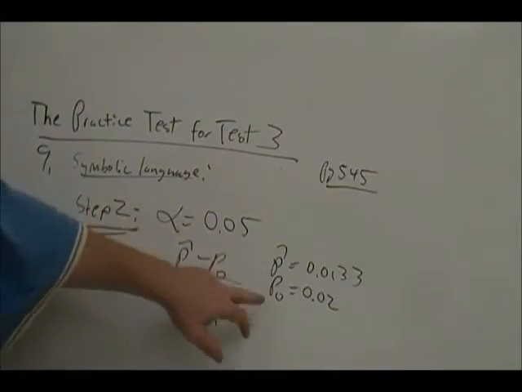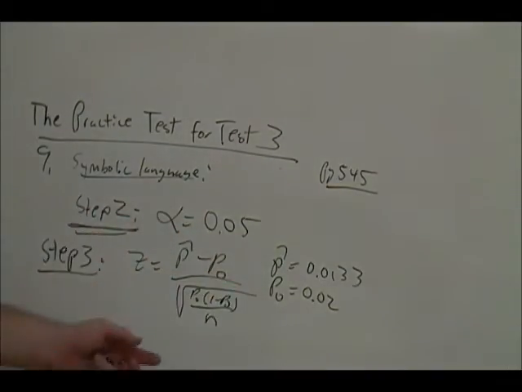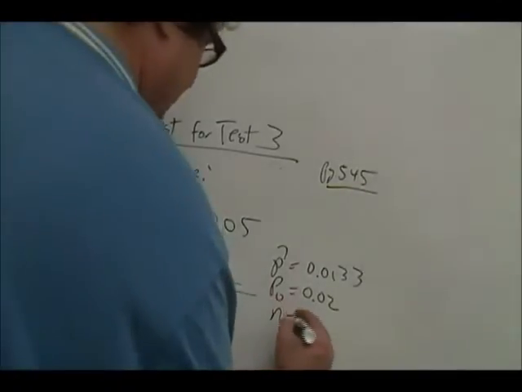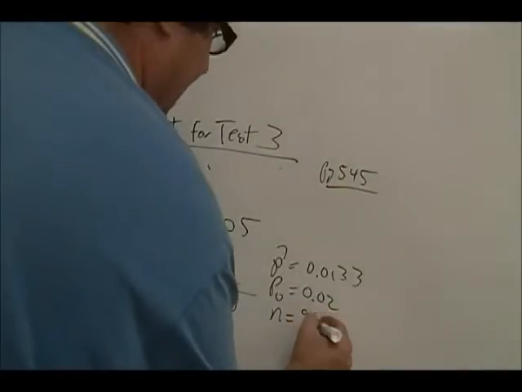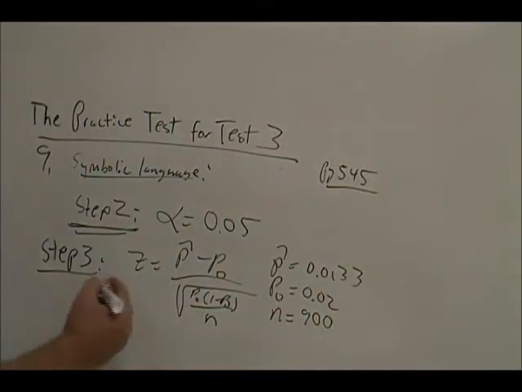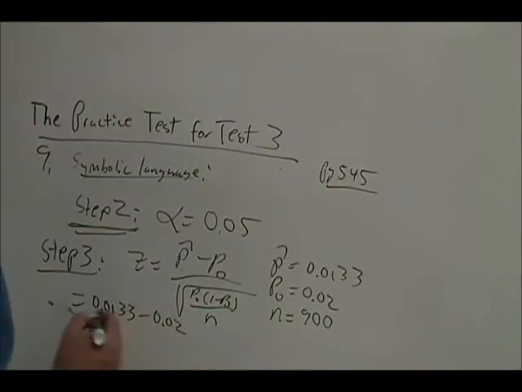So we just need p hat, p naught, and of course the sample size n, which we know was 900. And we plug those numbers into this formula to get the test statistic. So that's going to come out to equal 0.0133 minus 0.02, all divided by the square root of 0.02 times 1 minus 0.02, all divided by 900.